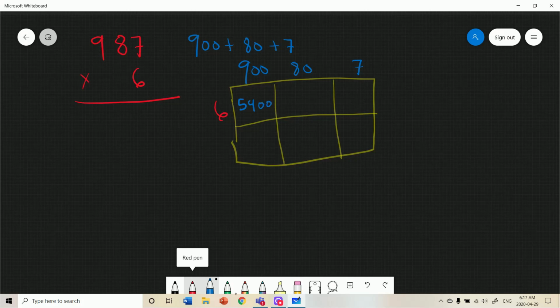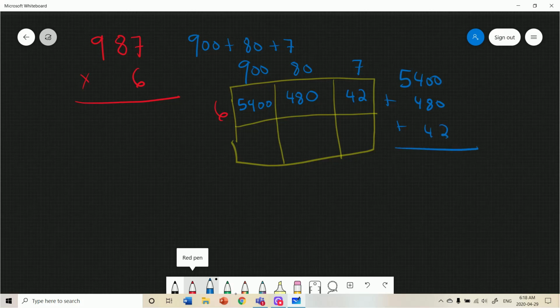8 times 6 is 48. But there's a 0 there. I add the 0. 6 times 7 is 42. No zeros, don't need to add any zeros. Now I add all of these up. 5,400 plus 480 plus 42.